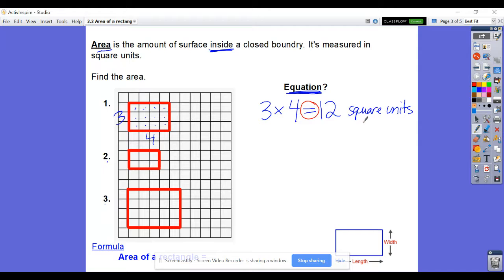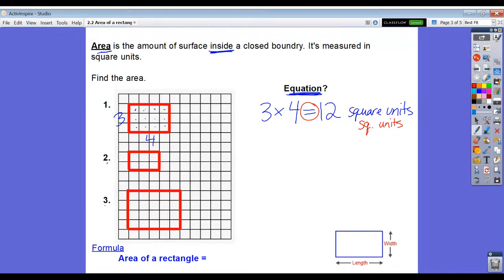I will teach you a little shortcut. Instead of having to write square every time, you could write SQ with a period. So that's the same thing if you want a little shortcut there. Go ahead, solve numbers 2 and 3 and press play when you are ready to see the answers.